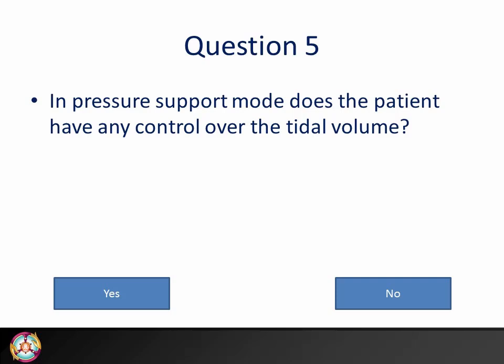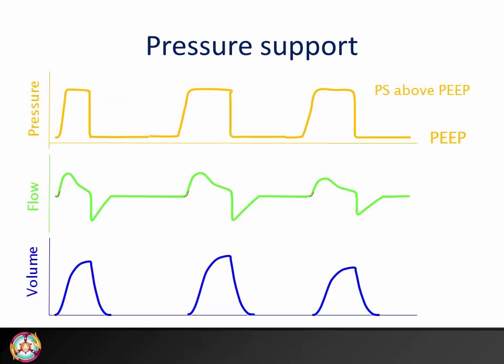In pressure support mode, does the patient have any control over the tidal volume? In this mode, a constant preset airway pressure is supplied during inspiration, but at the same time, the patient is making an inspiratory effort. The tidal volume and inspiratory flow is determined by both the applied pressure and the patient's effort.